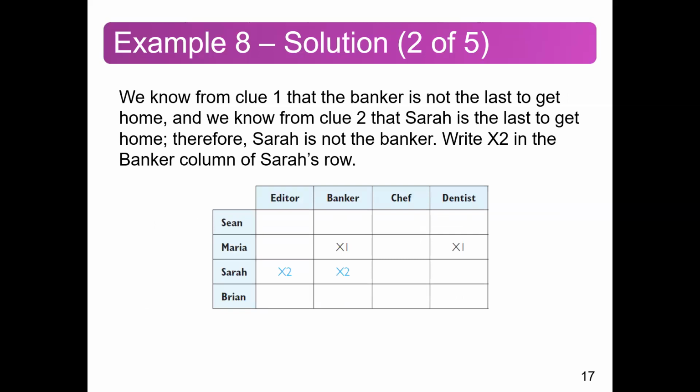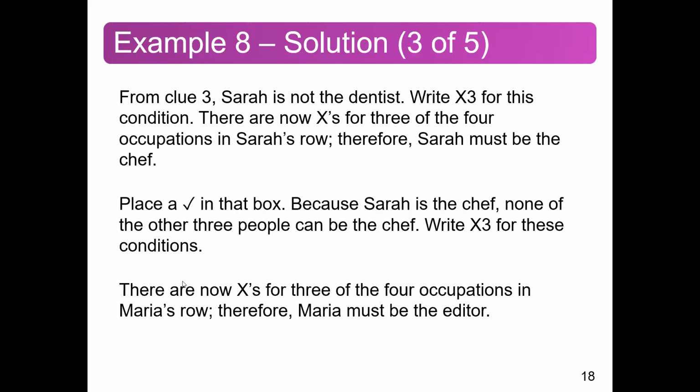So you rule out that she is the editor, and at the same time, she's not a banker. Why? Because we know from clue one that the banker is not the last to get home, and we know from clue two that Sarah is the last to get home. Therefore, Sarah is not the banker. So the more X's you make, the better. From clue 3, Sarah is not the dentist. So you write X3 for this condition. There are now X's for 3 of the 4 occupations in Sarah's row.